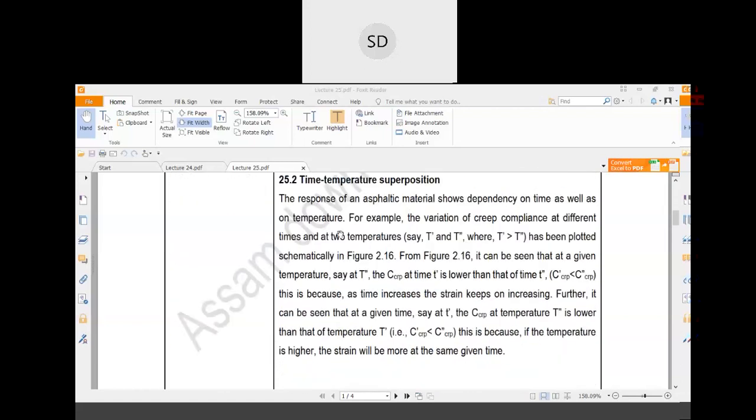Now, let us discuss what time temperature superposition is. In this case, the superposition concept will be more clear to you.